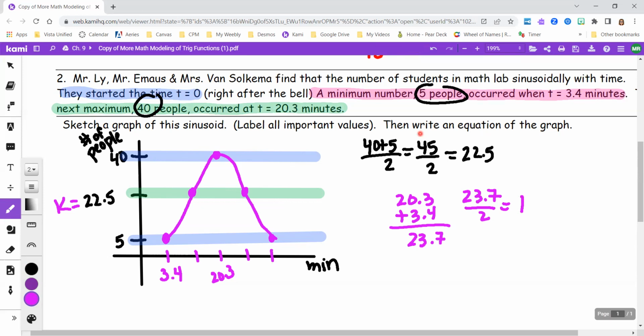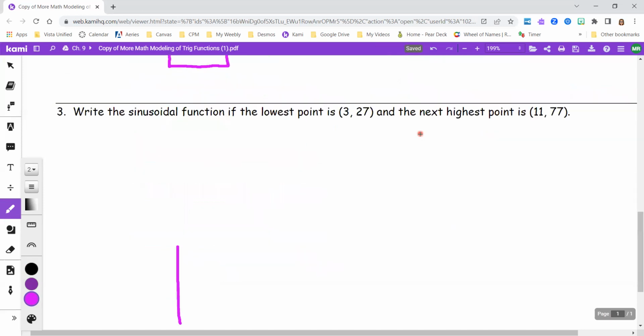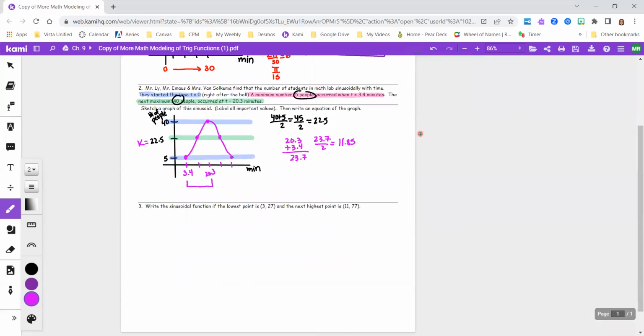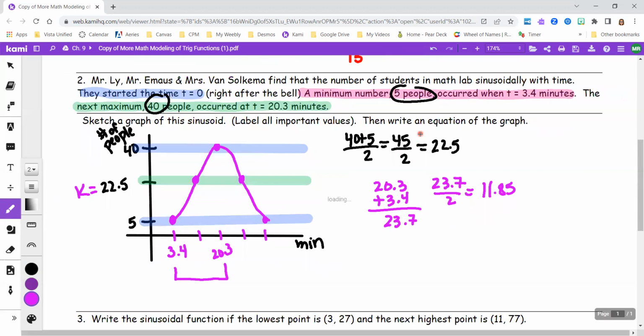I get an 11.85. So this is going to be 11, whoops. 11.85 minutes. And then that means I'm going to go again another 11.85 minutes. So I'm going to add that on to the 20.3. And let's see what we get.